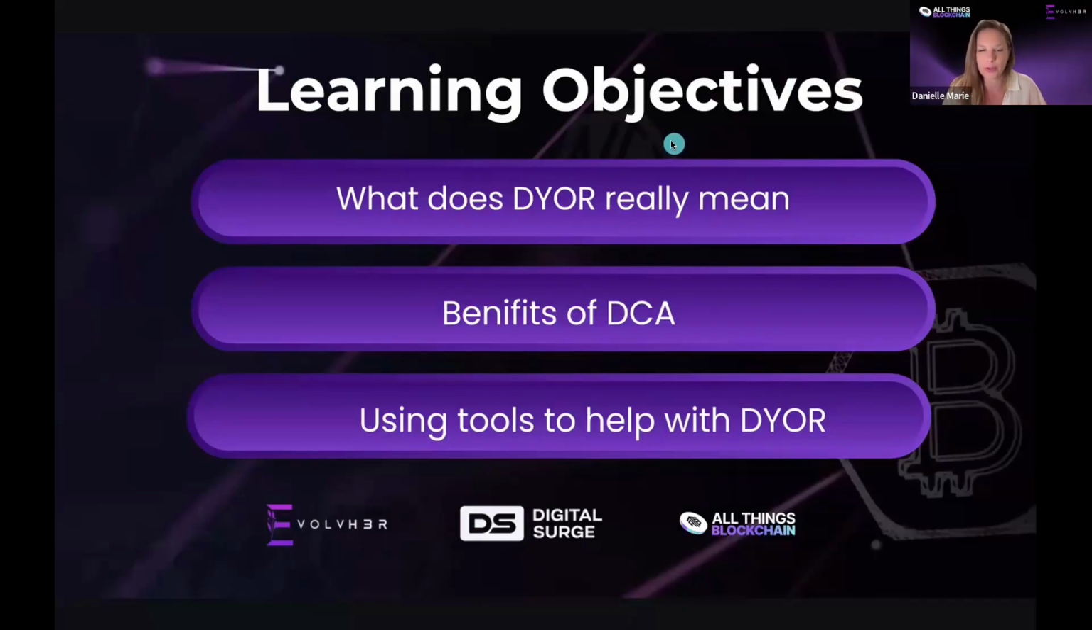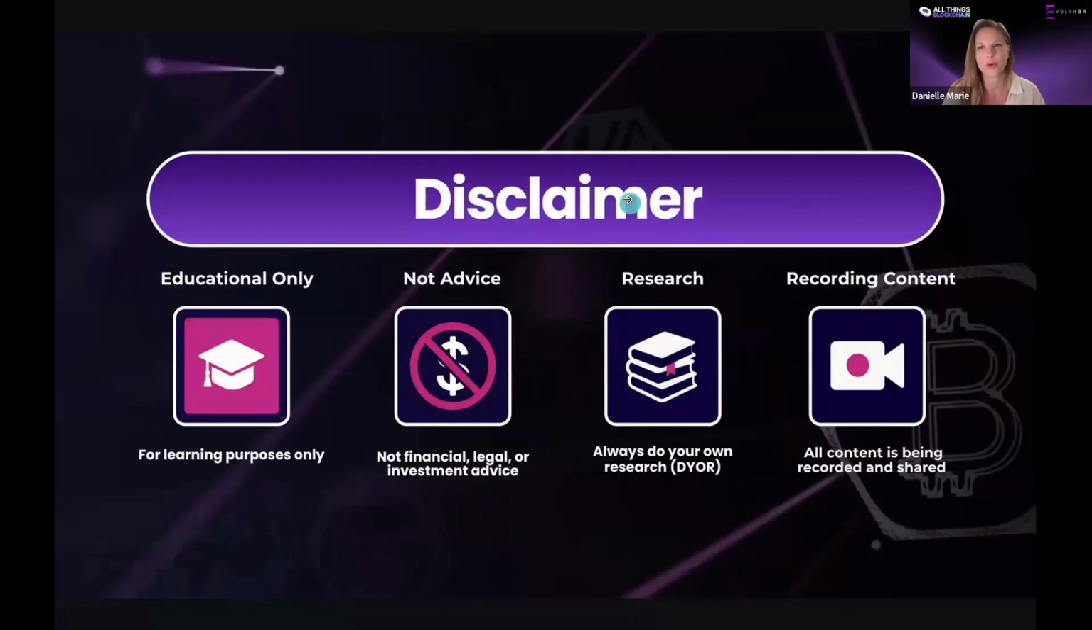I didn't know how to go and read about a project. We're going to go through the things that you need to be looking at and then the different types of tools that are available for you. We'll go into the benefits of dollar cost averaging, and then different types of tools that you can use. There are lots of them on the market, and we'll go through a few of those.